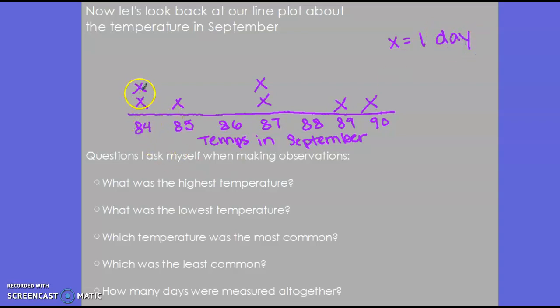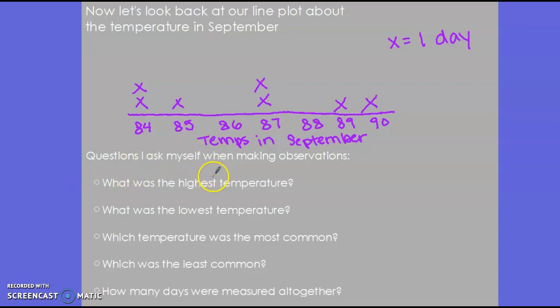There are 2 x's, so that means there were 2 days where it was 84 degrees. There was 1 day where it was 85 degrees. I don't have any x's at 86, so that means there were 0 days where it was 86 degrees. And I can go through each of these. Each of these x's represents 1 day. As we did with bar graphs, we should be able to answer some questions about them. Hopefully you understand these pretty easily, so just pay close attention.